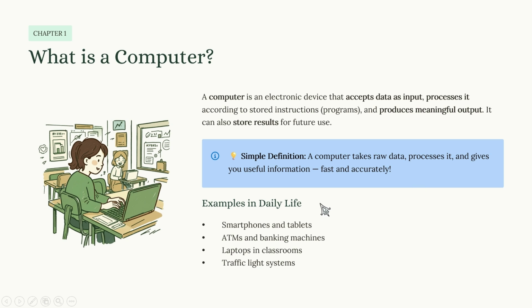Suppose you open the calculator app on your phone and type 100 plus 50. The numbers you enter are the input. The phone processes those numbers and performs the calculations. The answer 150 appears on the screen as output. This process happens within a fraction of a second.